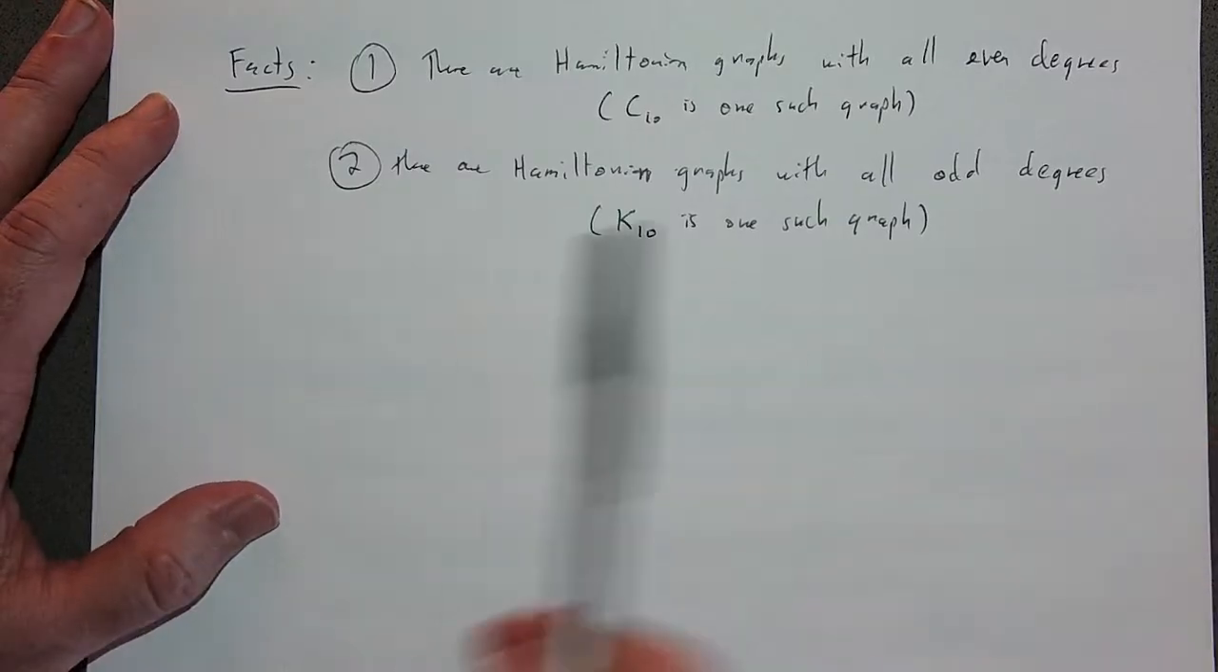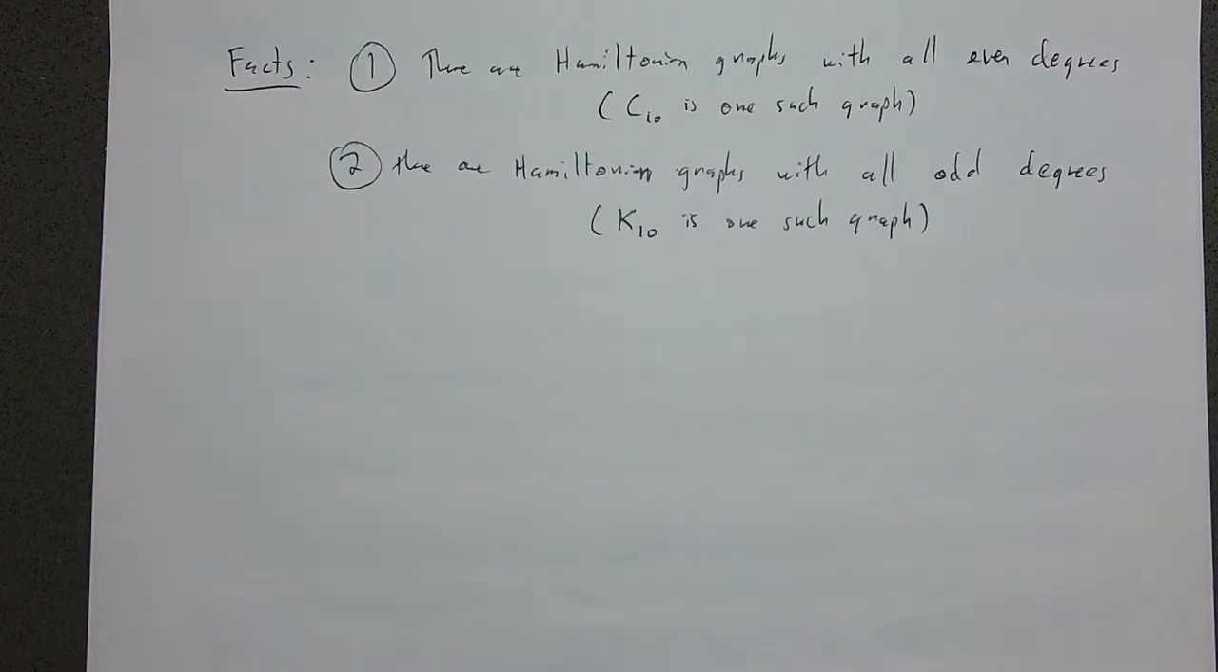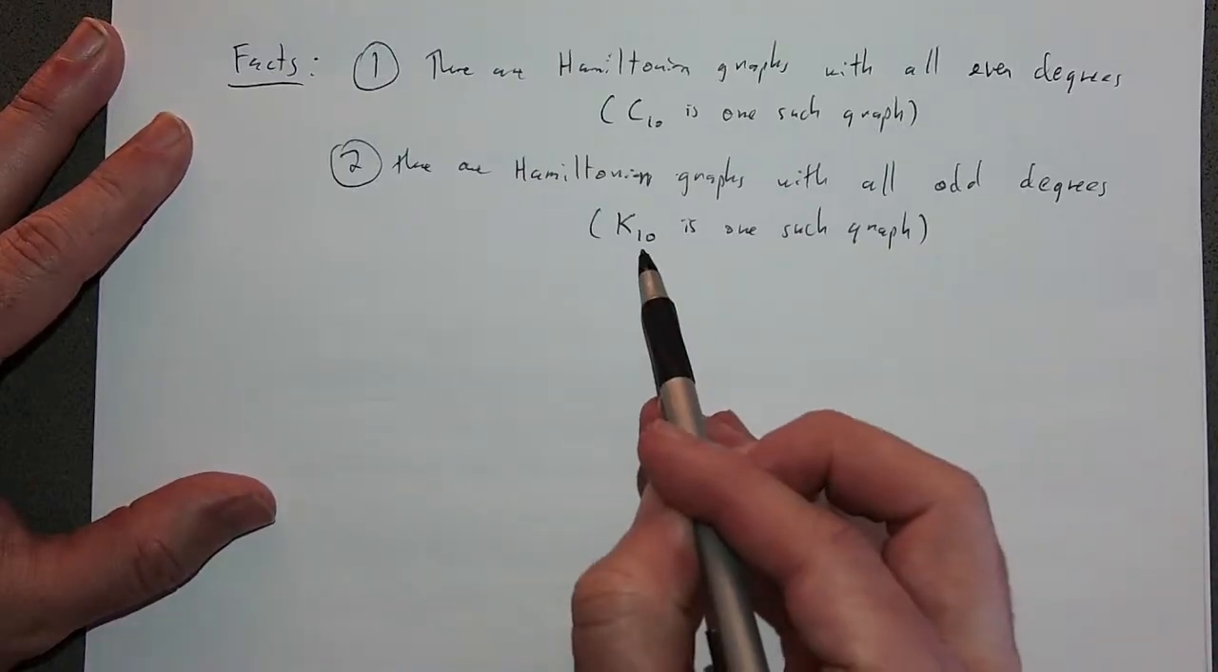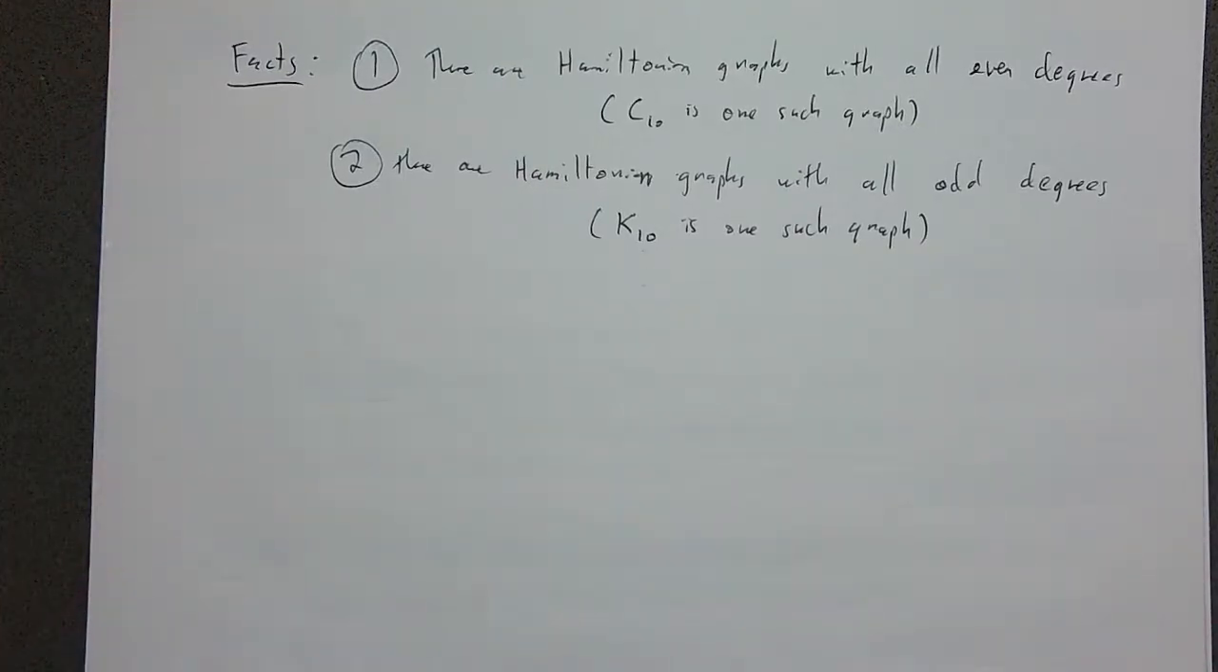Well, this is already telling you that Hamiltonian and Eulerian are very different animals in a way, because K10 is not Eulerian. We know that. You don't need to try to find an Eulerian circuit. You know it can't be, because it has vertices of odd degree. Eulerian means all even degree, so no odd degrees are allowed. So for instance, K10 is an example of a Hamiltonian graph that is not Eulerian. Of course there are simpler examples than that, but that's a good one.